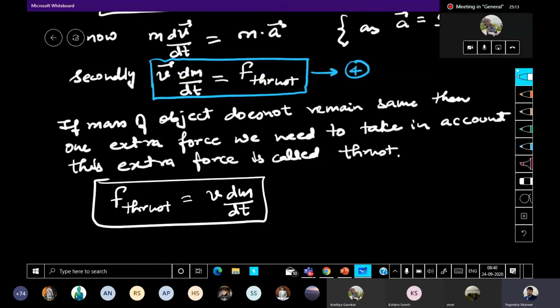You must have seen water cannons used by police to disperse people. Whenever people gather in a big number for a protest or something, police use water cannon. So what does water cannon do? From the water cannon, water comes out with a great speed. It has mass, it has velocity, and mass is changing, dm by dt. So that causes thrust force, and that is used to disperse people because it creates so much force.